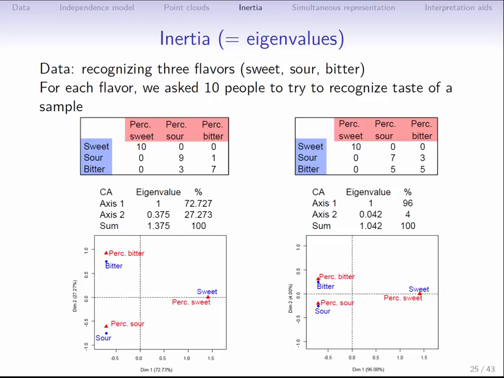But now, from one example to the other, overall it's not the same thing, because in the first example we can say that recognition is good, whereas in the second it's pretty poor. This teaches us that the plot indeed shows the contrast between sour and bitter, but says nothing about the strength of this contrast. It's the eigenvalue that's going to tell us whether the separation is strong or not.